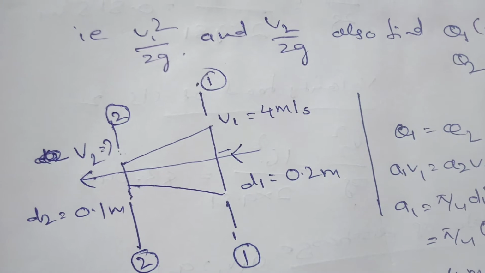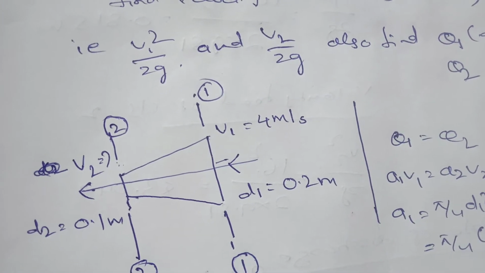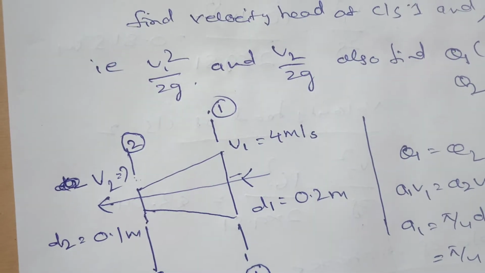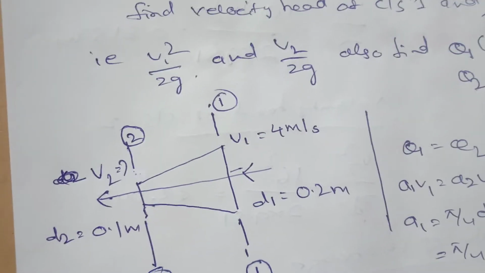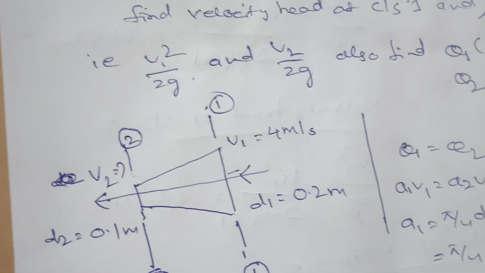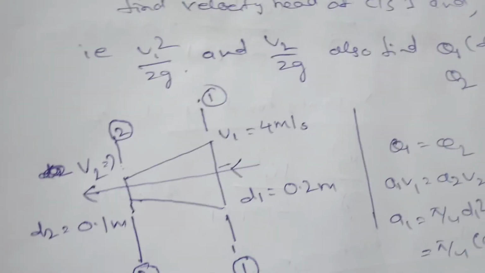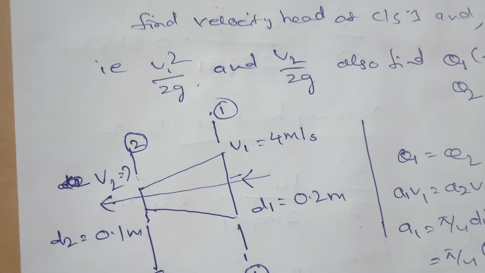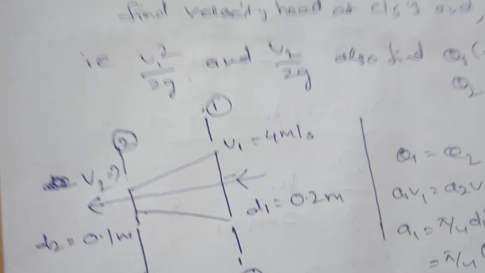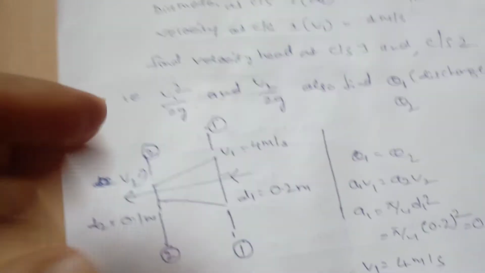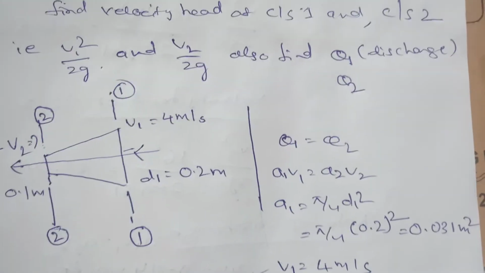Once you find v2, we can calculate v2 square by 2g. v1 square by 2g we can find, because the v1 value is given, so velocity head at cross section 1 we can find easily now. To find velocity head at cross section 2 we have to get the value of v2. How to get the value of v2? It is very simple. You know the continuity equation.